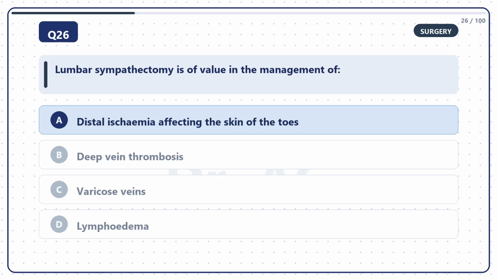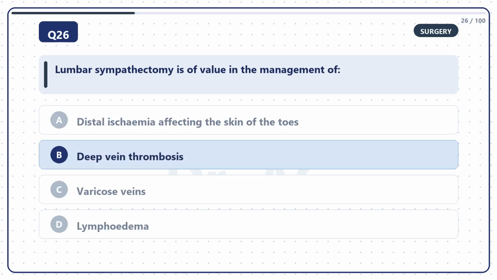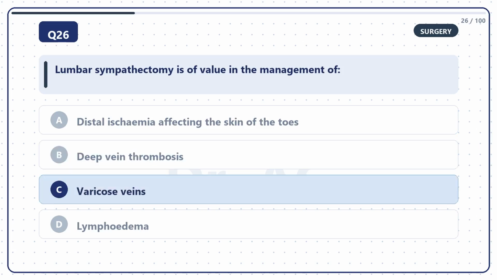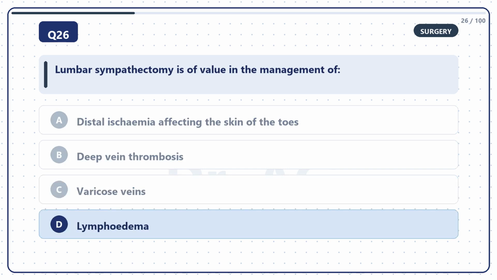Distal ischemia affecting the skin of the toes. Option B. Deep vein thrombosis. Option C. Varicose veins. Option D. Lymphedema.